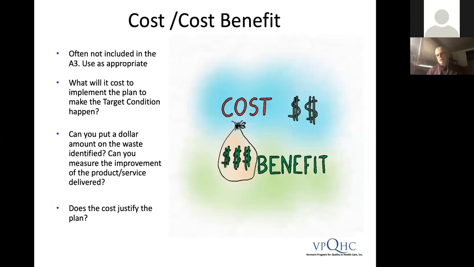Occasionally, it's worthwhile having a cost or cost-benefit analysis in the A3 itself. I've seen both varieties. Sometimes it's very useful, other times it doesn't really matter. But the idea is, what's it going to cost to implement the plan? And can you put a dollar amount on the waste that you've identified and what you can get back? So the real crux of this is, does the cost justify the plan?